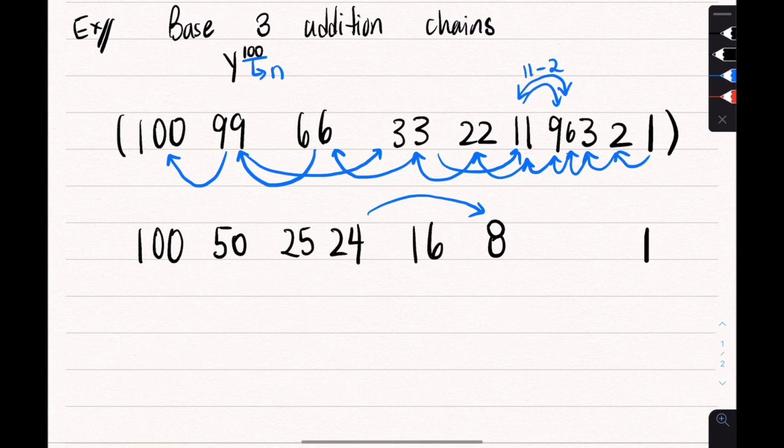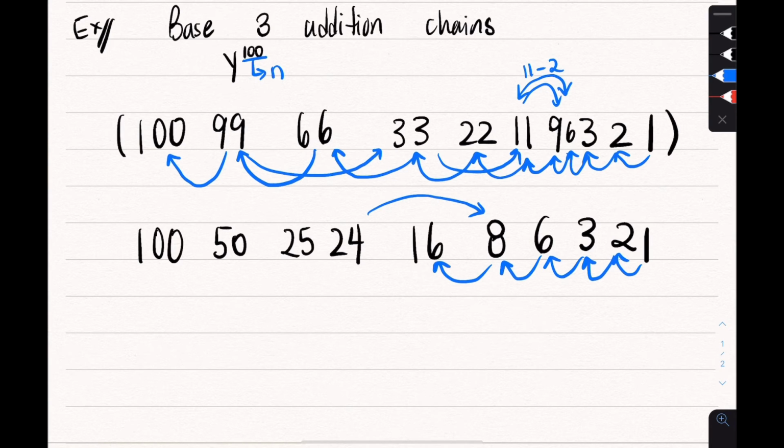Okay, let's fill this gap. Probably just multiply 8 by 2, and then 16 plus 8 is equal to 24. Okay, and the closest number divisible by 3 to 8 is 6, followed by 3, and then 2, and then 1. Okay, let's check if this is correct. 1 plus 1 is 2, 2 plus 1 is 3, 3 plus 3 is 6, 6 plus 2 is 8, 8 plus 8 is 16, 16 plus 8 is 24, 24 plus 1 is 25, 25 plus 25 is 50, 50 plus 50 is 100. So here is another perfectly valid addition chain.